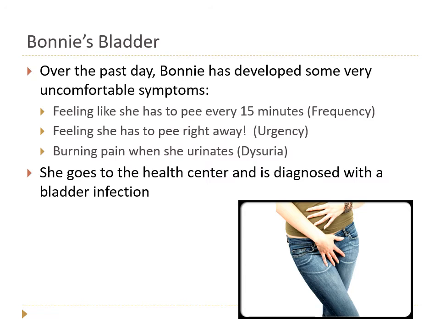All right, let's move down into the bladder. So Bonnie has developed some really uncomfortable symptoms. She feels like she has to pee every 15 minutes, just really frequently. She also feels like she has to go right away. She can't hold it. We call that urgency. And she has this burning pain in her lower abdomen, in her pelvis, and on the way out, right? So it almost feels like she's peeing glass or hot peppers, and that is dysuria. So she goes to the health center, and it turns out she has a bladder infection.